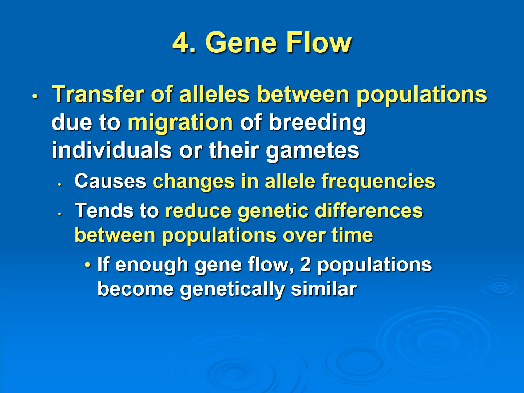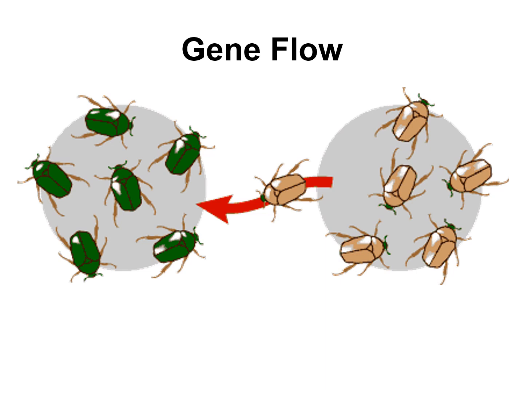Okay, and then our last thing we're going to talk about that causes evolution would be gene flow. And this is when we have individuals that are going to be moving between populations and obviously taking their alleles with them. And then that will change the allele frequencies between the populations. So let's just take a look at a picture and show you gene flow.